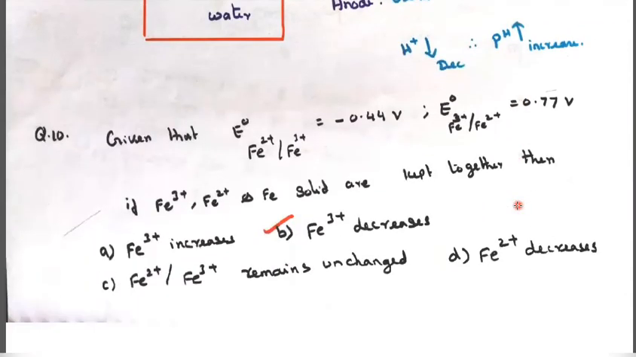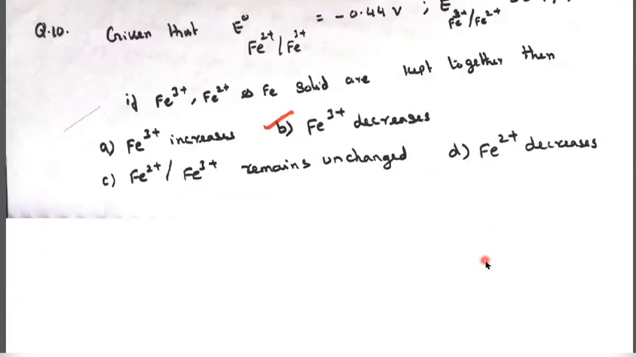Last question of this session: it is given that E naught for Fe2+ and Fe is -0.44 volt, and E naught for Fe3+ and Fe2+ is 0.77 volt. If Fe3+, Fe2+ and solid Fe are kept together, then does Fe3+ increase, Fe3+ decrease, Fe2+ and Fe3+ remain unchanged, or Fe2+ decrease?